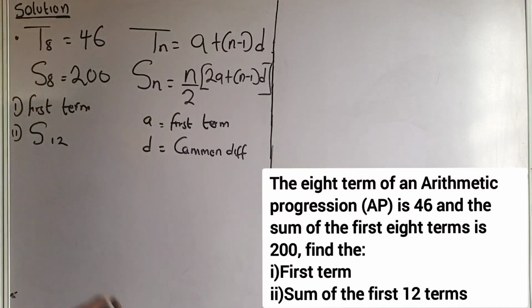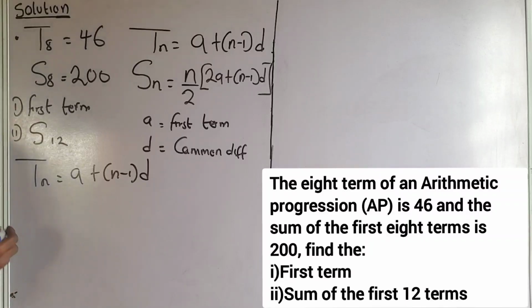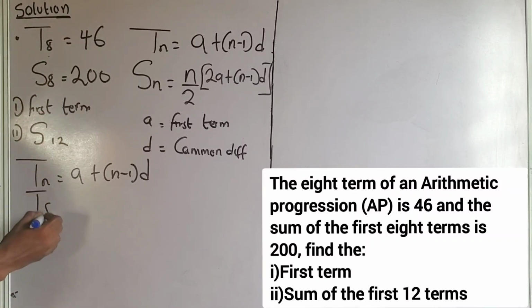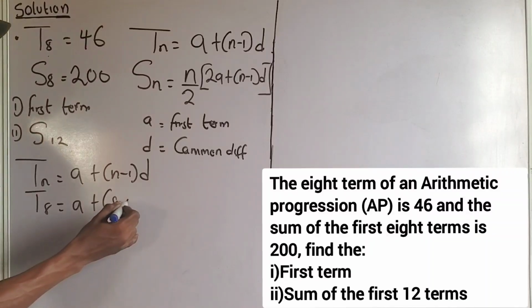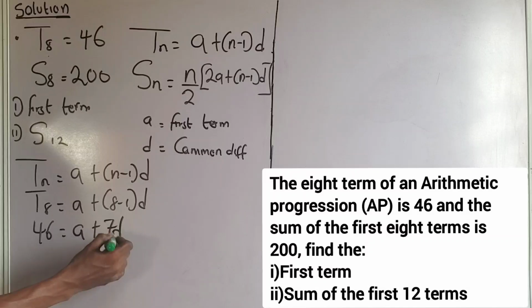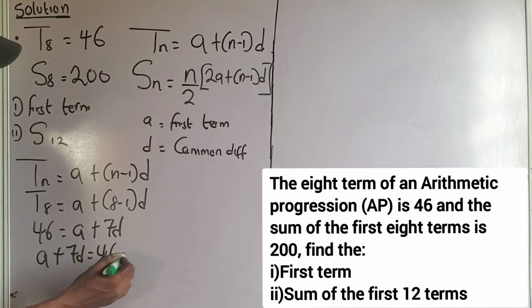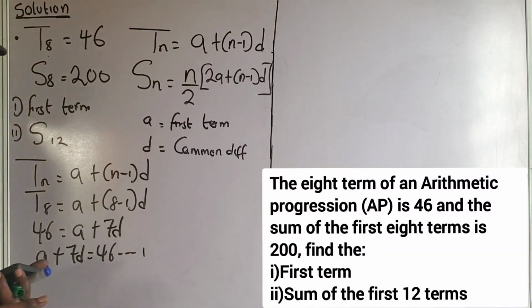Okay, from the nth term of an arithmetic progression, Tn equals a plus n minus 1 multiplied by d. So when n is 8, T8 will be equal to a plus 8 minus 1 multiplied by d. Now, don't forget that T8 has been given as 46. So I'm going to have 46 equals a plus 7d, since 8 minus 1 is 7. So a plus 7d equals 46. Call this one equation 1. Okay, we are done with that.